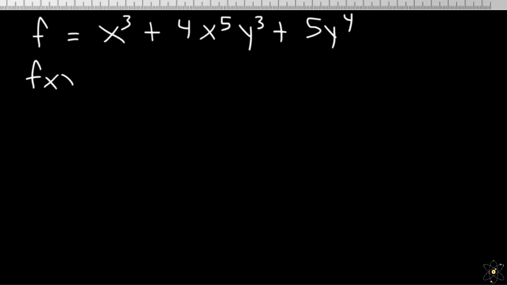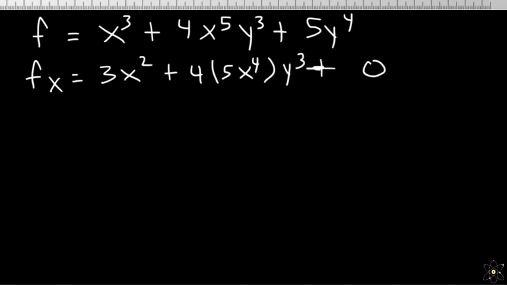Let's find the first partial derivative with respect to x. The derivative of x cubed is 3x squared. And the derivative of x to the fifth is 5x to the fourth times a constant y cubed. And 5y to the fourth is a constant, so that's going to be 0. So that's fx, which we can write as 3x squared plus 20x to the fourth y cubed.